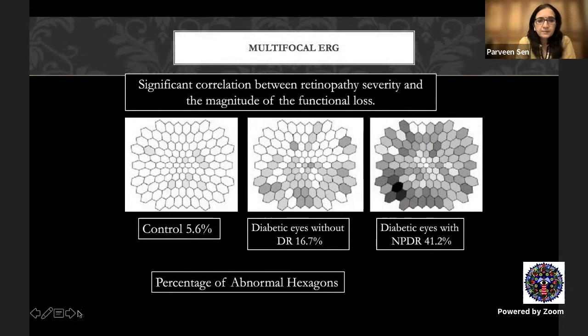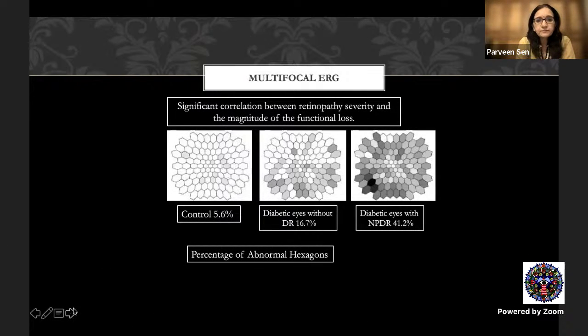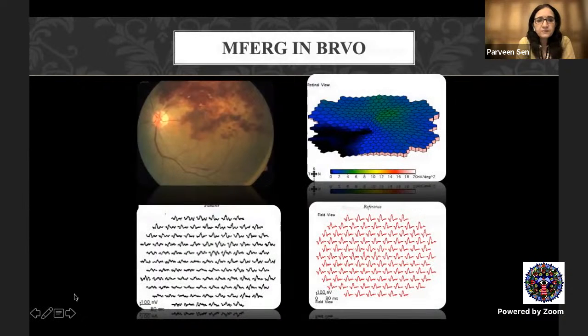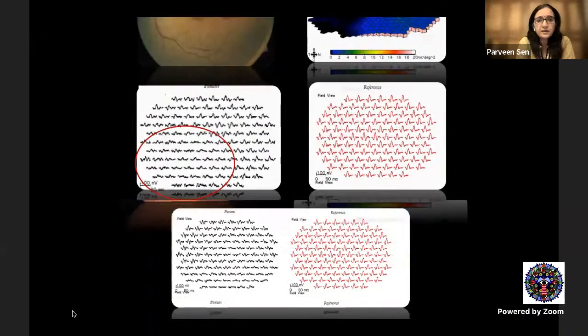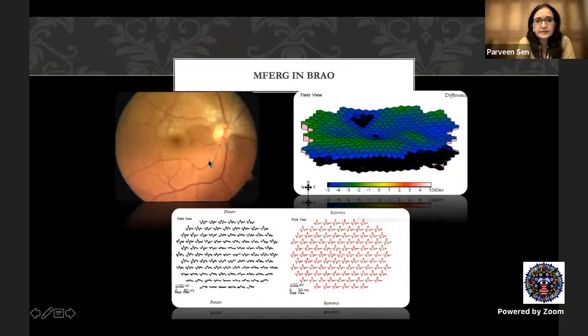So this is another example where multifocal ERG can be affected in patients with DR. And you can see that in patients with non-proliferative diabetic retinopathy itself, so many advanced changes on multifocal ERG have been reported. Same way in branch retinal vein occlusion and cases of BRAO, it can very nicely demarcate areas which are affected and which are unaffected.